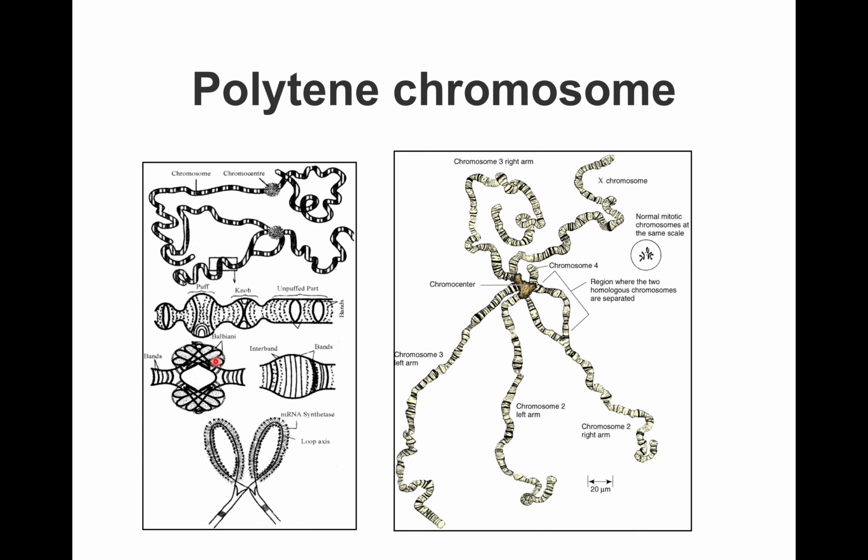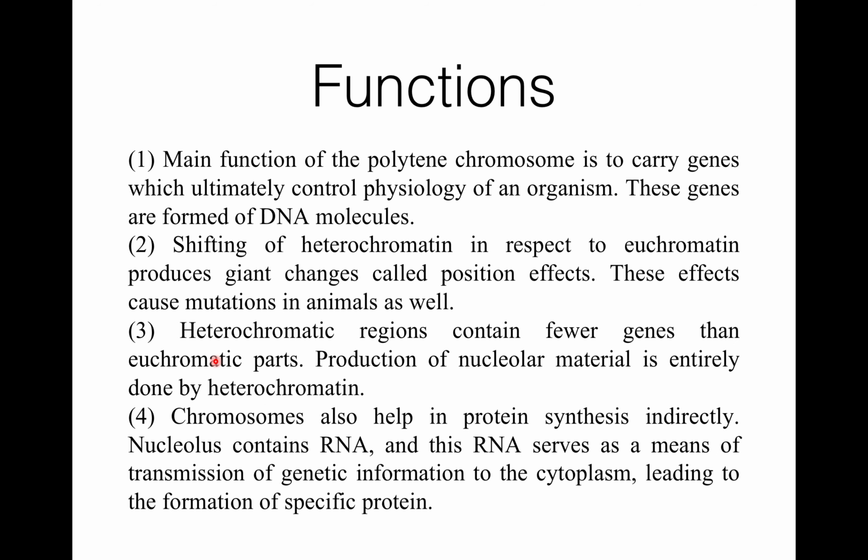Now, what are the functions of polytene chromosomes? The main function is to carry genes which ultimately control the physiology of an organism, and these genes are formed of DNA molecules. The second function is the shifting of heterochromatin with respect to euchromatin, which produces giant changes called position effects, and these effects cause mutation in animals as well.